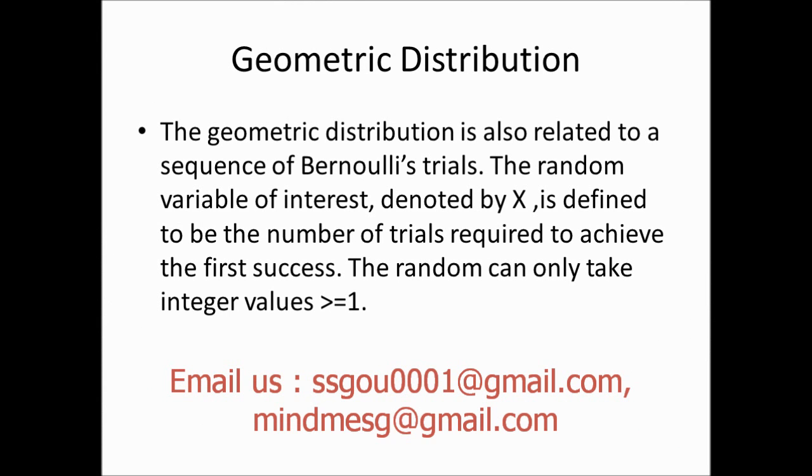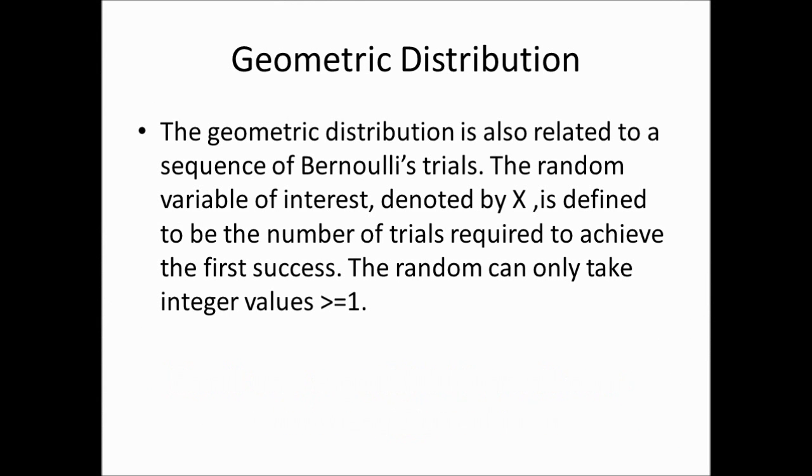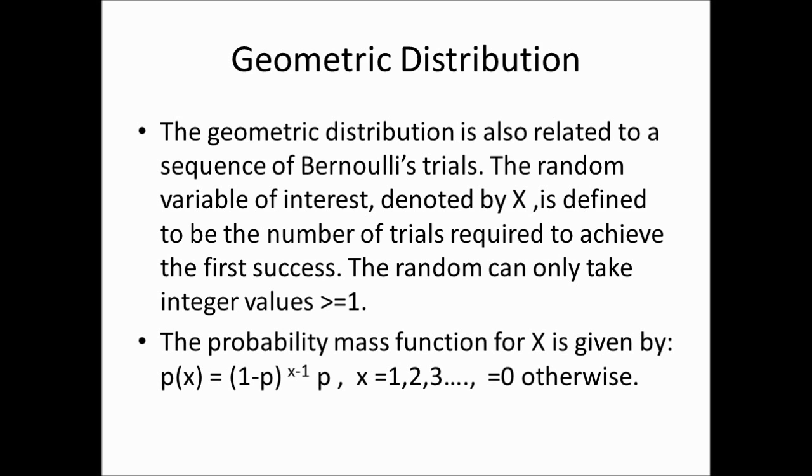Let's talk about geometric distribution. It's also related to a sequence of Bernoulli trials. We have talked about binomial and hypergeometric distributions before. Geometric distribution is another distribution that's also based on Bernoulli trials. The random variable of interest in this case, denoted by x, is defined to be the number of trials we need to achieve the first success. So the random variable can only take integer values greater than or equal to 1.